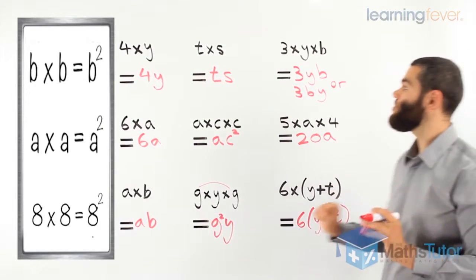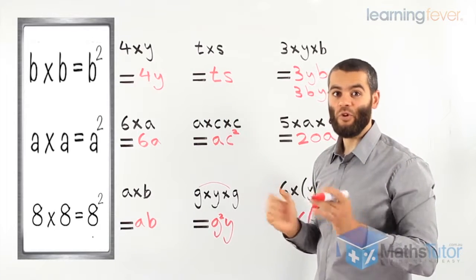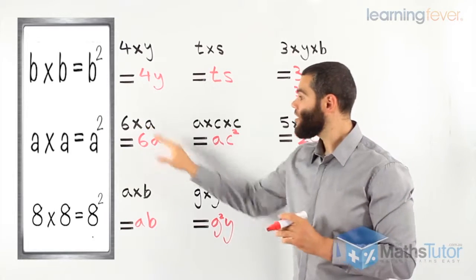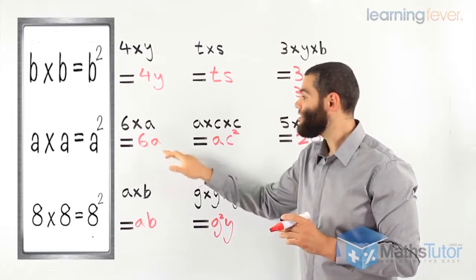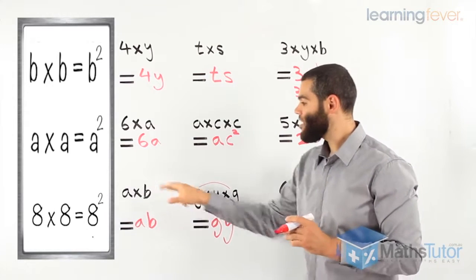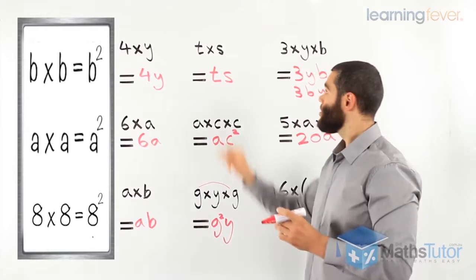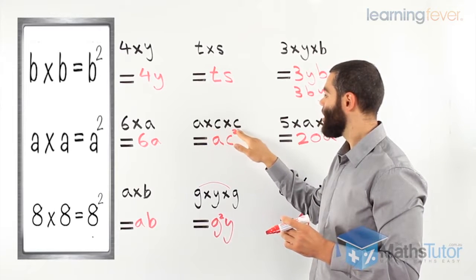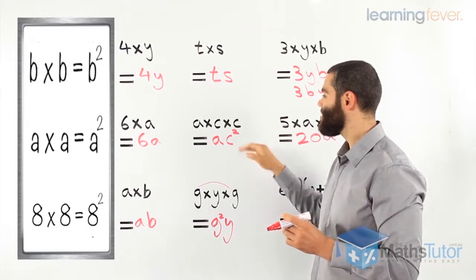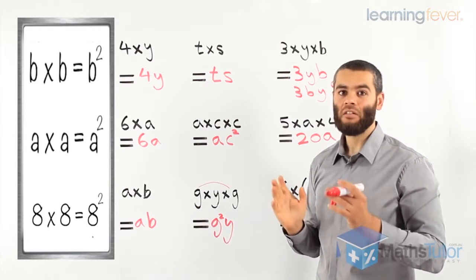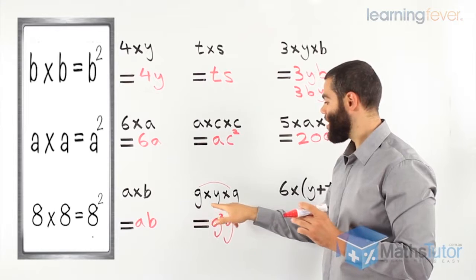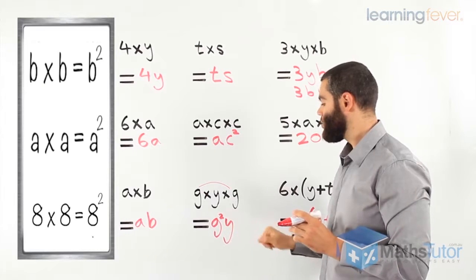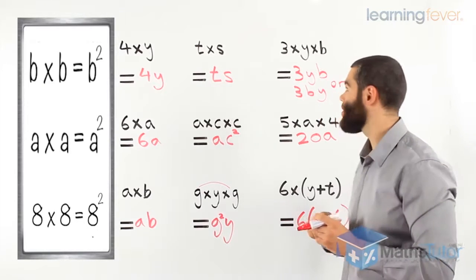So let's go through one more time. 4 times Y, 4Y. We've just said to the multiplication, bye-bye. 6 times A, 6A. 6A is exactly the same as 6 times A. A times B, AB. T times S, TS. A times C squared, AC squared. And we said C squared is the same as writing it as C times C. G times Y times G, G squared Y.